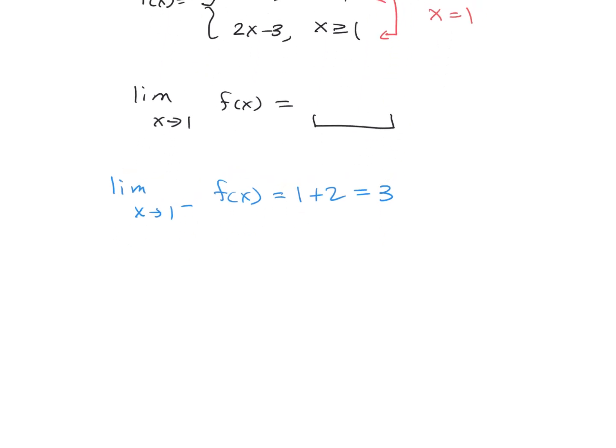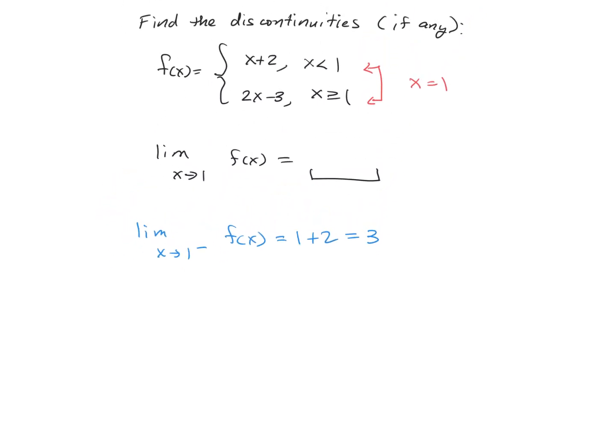Now let's take a look at our right limit. And for our right limit, we have to look at which part of the function to use. And because right of 1 is greater than 1, we're going to use the second piece. So that's going to be 2 times 1 minus 3, or negative 1. So our left limit is positive 3, and our right limit is negative 1.